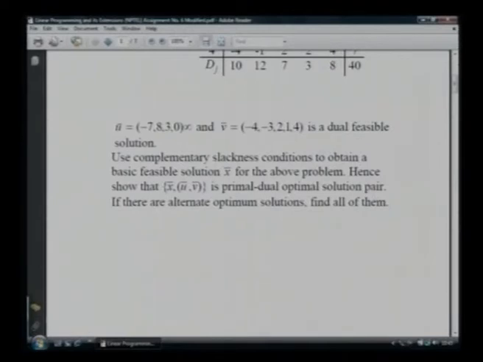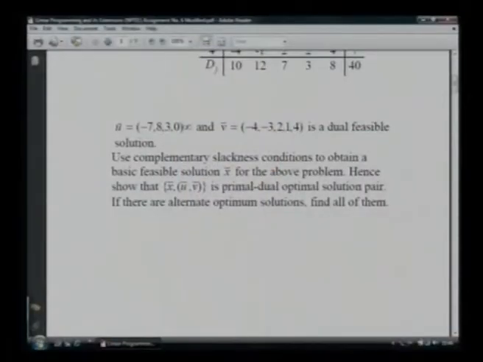Now, using complementary slackness conditions, you will only allow those xij's to be positive for which cij minus ui minus vj is 0. So, if you can find an x bar which is feasible from among the cells for which the dual constraints are satisfied as equality, then you will have a primal dual feasible pair. And using complementary slackness conditions, you can show that the pair x bar, u bar, v bar, which is a primal dual pair of feasible solutions, will also be optimal. So this is what you have to do in problem 1.